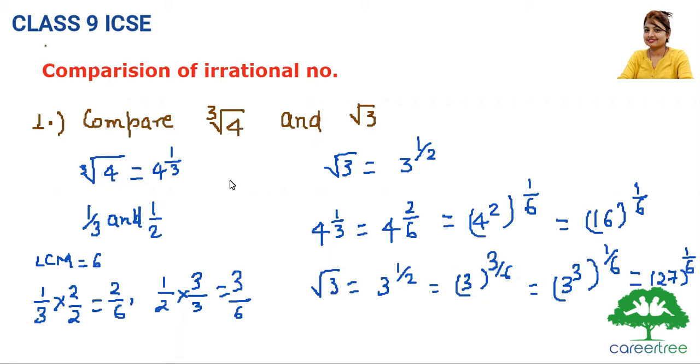Now both the given numbers have been converted into irrational numbers which have the same power, so we can directly compare them. Out of 16 raised to power 1 by 6 and 27 raised to power 1 by 6, which one is greater? Right? So once you make the power equal, you can easily compare the irrational numbers.